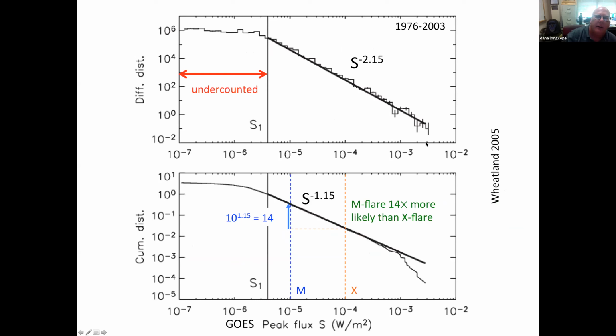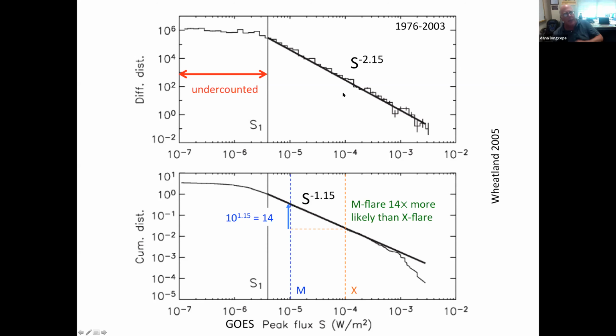You can build a histogram of this. Many people have done this. This is some work that Mike Wheatland did about 15 years ago. This is the GOES peak flux. I'll show you a slightly better version of this, better in my opinion, because I did it. But when you build this histogram using those numbers that we just did, you see that it's a power law. The peak, he calls it S, I call it F, but the number in any band goes as the peak flux to the minus 2.15 power.